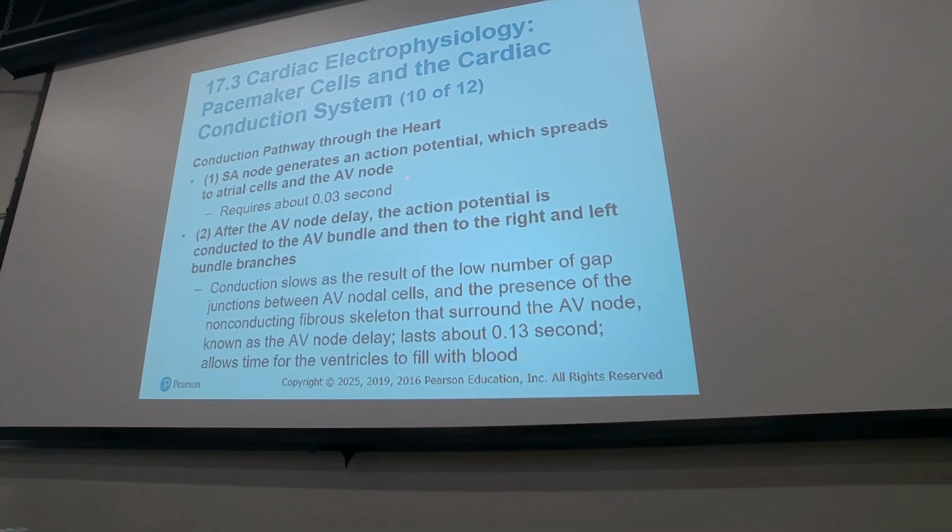So the SA node generates an action potential which spreads to the atrial cells and the AV node and requires 0.03 of a second. And then after the action potential reaches the AV node, you have a delay. That delay allows the atria to fill with blood and then contract and pass the blood into the ventricles. And that delay can also be seen in the electrocardiogram. We will see it later. That delay lasts up to 0.13 of a second.